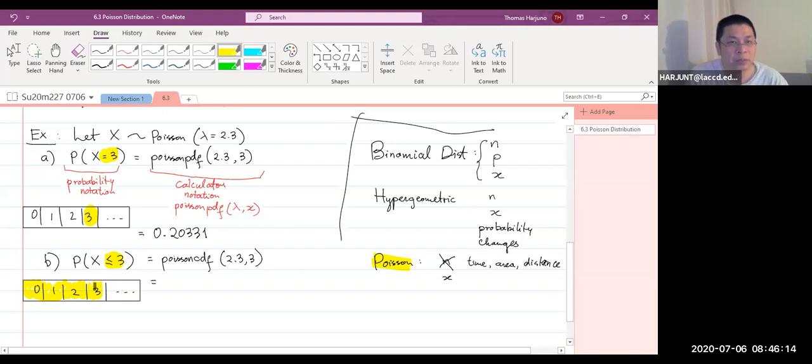Now CDF stands for cumulative density function. Use the word cumulative, that's all you need. The word cumulative means up to. Up to 3. And then when we use the calculator, what do I get? 0.799 something. Lydia gave it to me earlier. 0.79935, thank you.